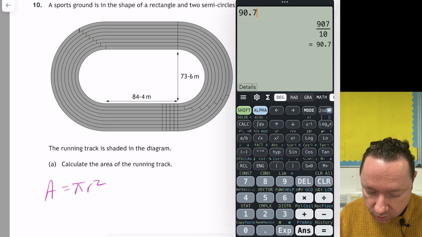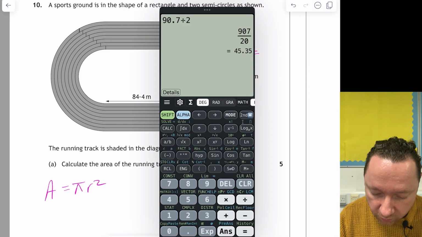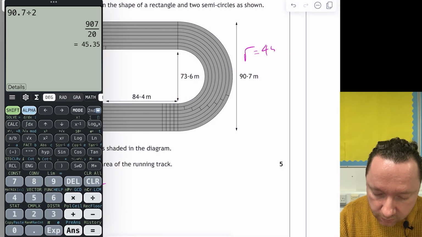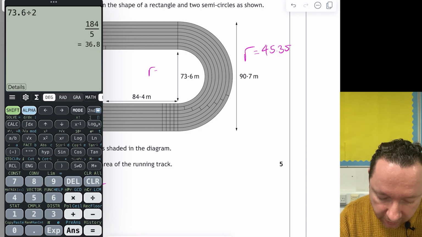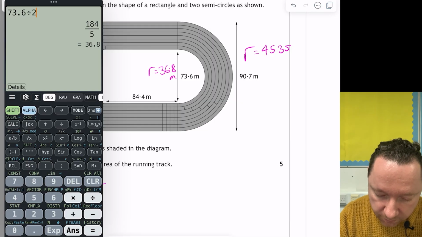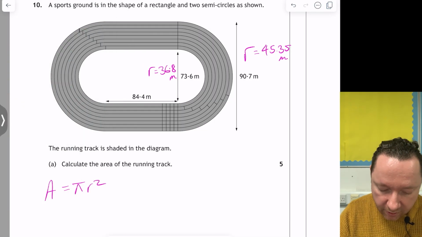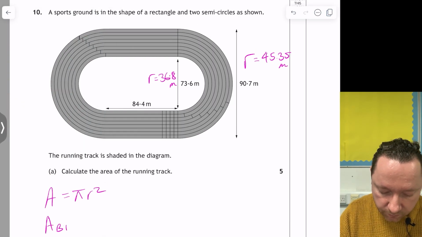90.7 divided by 2 is 45.35. And then for the middle bit, I've got 73.6 divided by 2, which is 36.8. So in this bit, I could write 36.8 meters for both of them. So then it's just the area of the big circle minus the area of the small circle.